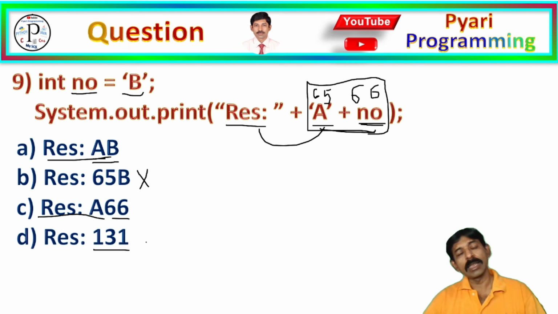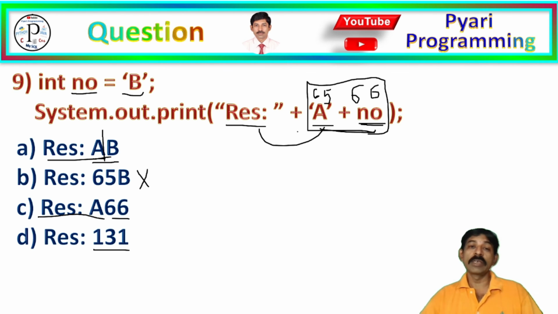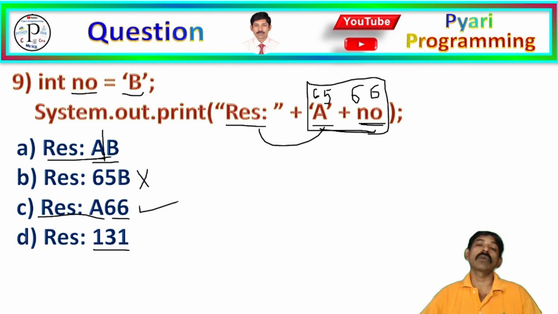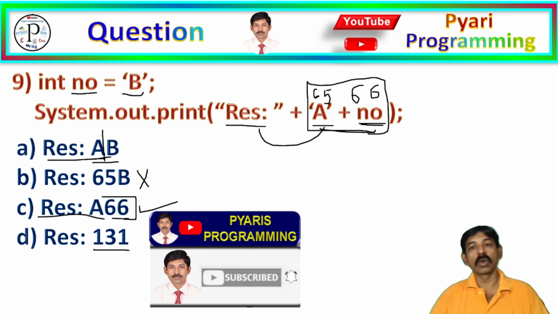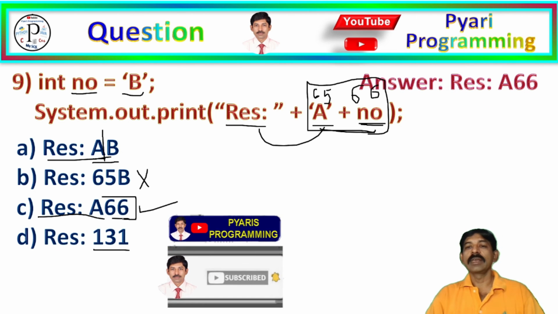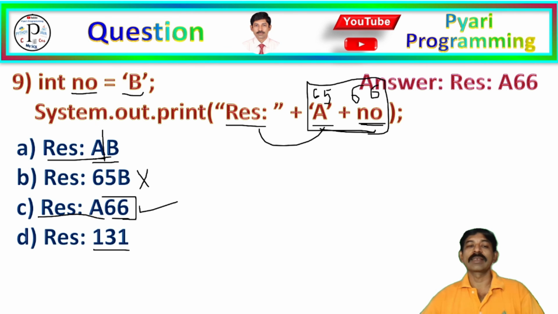What exactly is the process? Expression is evaluated from left to right. RES plus A becomes your RESA. Up to here it is correct. Now NO is in the form of integer, and the left side is your string. So obviously it is going to be concatenated. So that's why RESA66 is your answer. It is not going to be converted to character form because the left-hand side is your string. It is going to be concatenated. So let's see. Yes, the answer is A66.